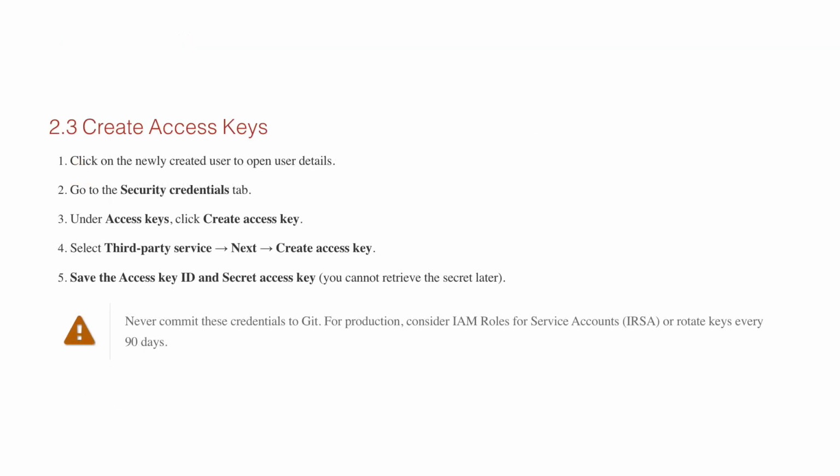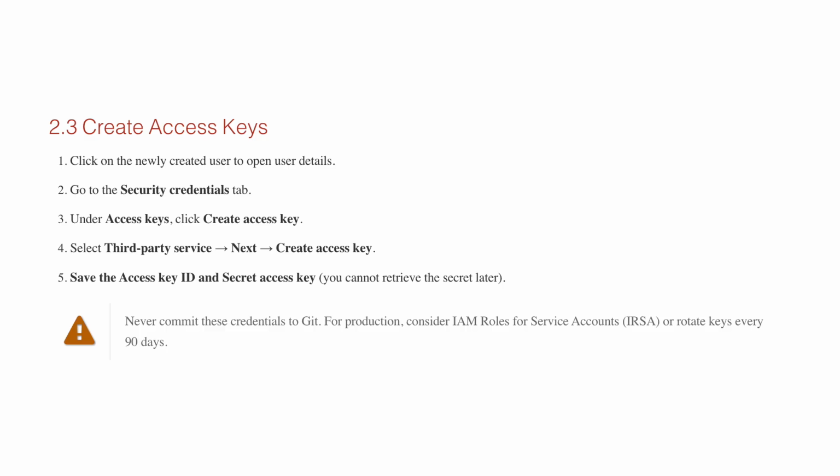Now we need to create access keys for the IAM user. Click on the newly created user to open user details. Go to the Security Credentials tab. Under Access Keys, click Create Access Key, select Third-Party Service, click Next, then Create Access Key.